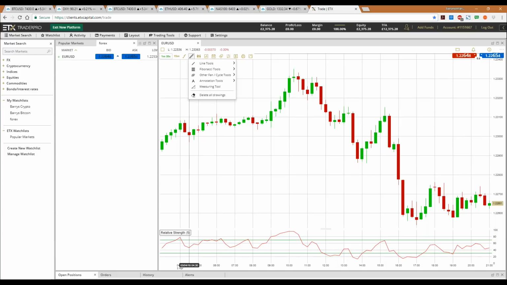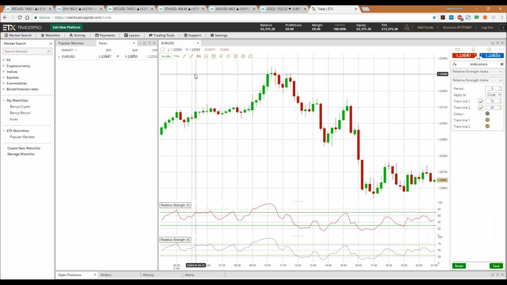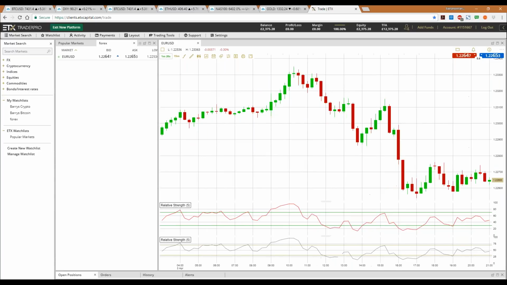So we would go over here to our tools and then locate our indicators, and we would simply go down to relative strength index. When we click on the box for the relative strength index, I'm just trying to get these off my chart instead of getting more.